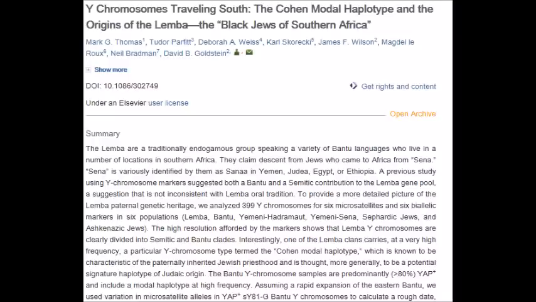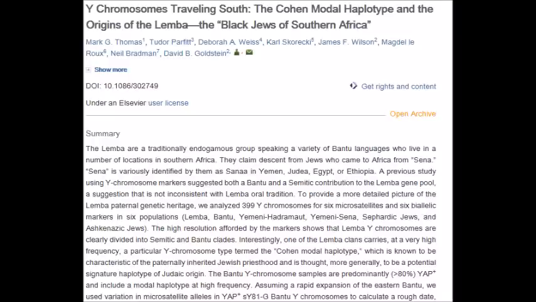They got the wrong Lemba, thinking that they're Israelites. All right. "Y chromosomes traveling south: the Cohen modal haplotype and the origins of the Lemba, the Black Jews of southern Africa." In the summary, it says the Lemba are a traditionally endogamous group speaking a variety of Bantu languages. They're Bantus, they're Negroes, who live in a number of locations in southern Africa. They claim descent from Jews who came to Africa from Sena. Sena is variously identified by them as Sana in Yemen, Judea, Egypt, or Ethiopia.